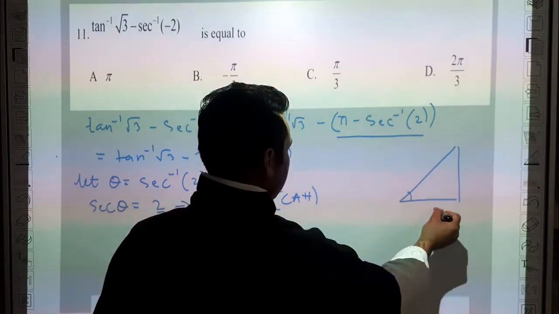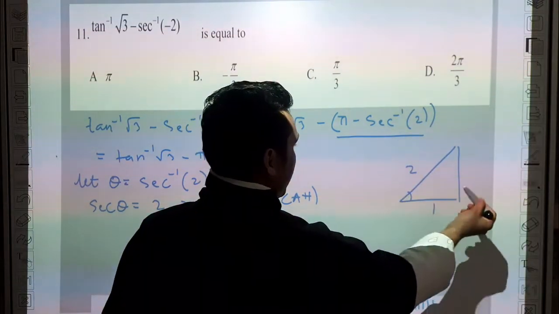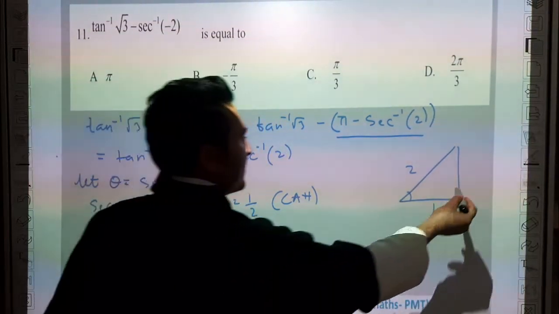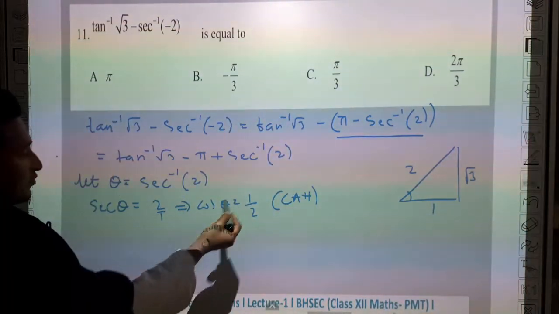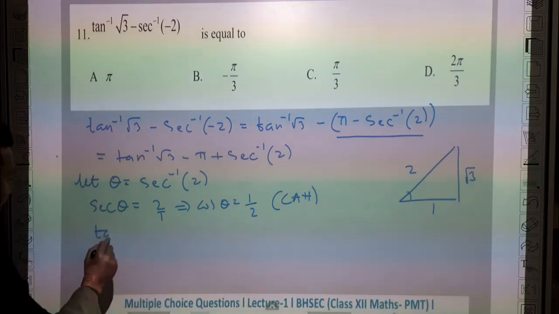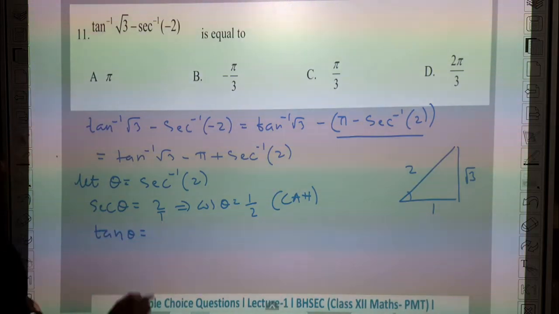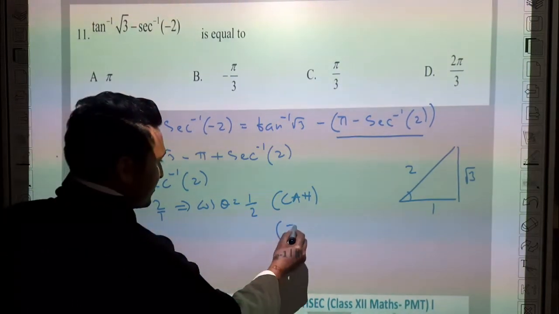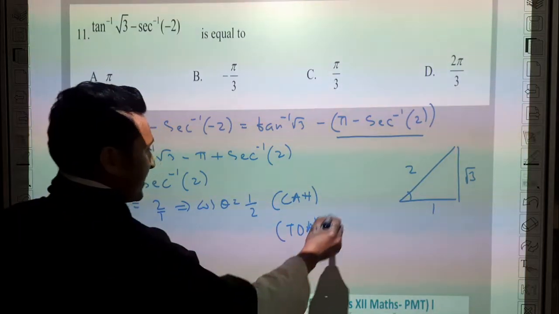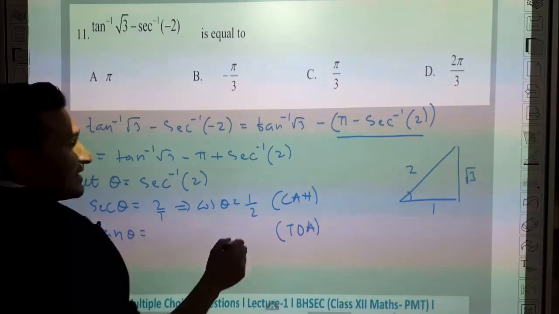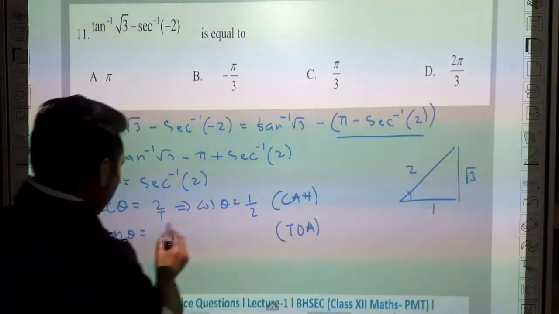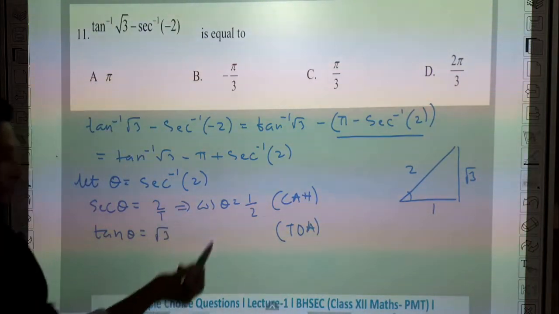So adjacent out here is 1 and hypotenuse is 2. By using the Pythagoras theorem, you will get this as root 3. So if cos theta is equal to 1 by 2, then we are getting tan theta, again TOA. So that is opposite divided by adjacent. Opposite out here is root 3 and adjacent is 1.